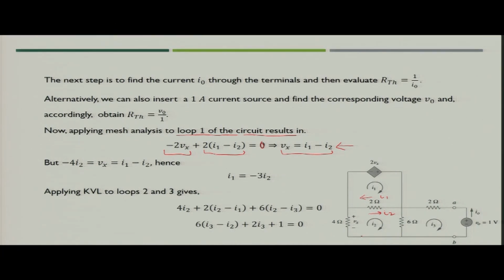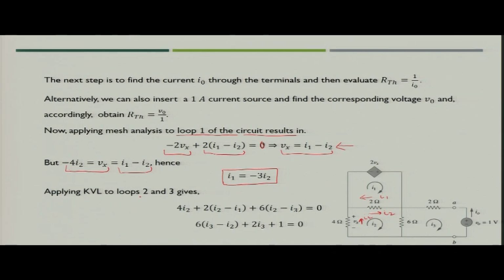Now, if you see this particular mesh, you will come to know the voltage drop across the 4 ohm resistance is nothing but 4 ohm into current I2. Now, since the direction of current is opposite of the polarity of the voltage, so what will happen? You can simply say Vx is nothing but minus of 4 I2. Now, you know that Vx is equal to I1 minus I2. So, in that case you can simplify and you will get the value of I1 as minus of 3 I2.